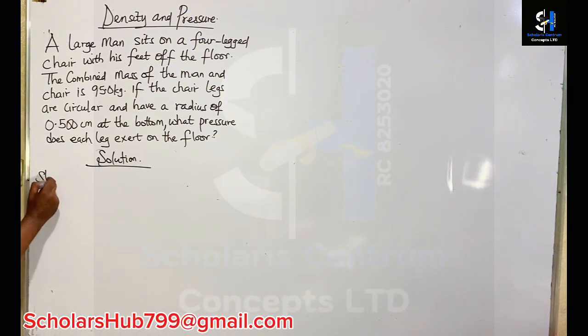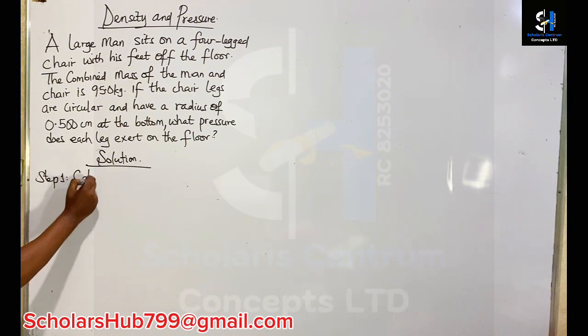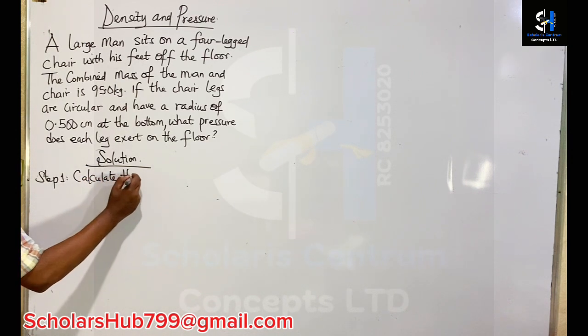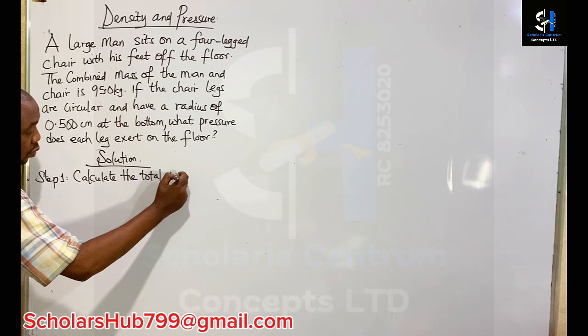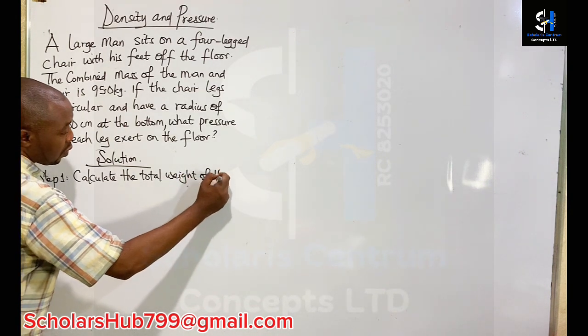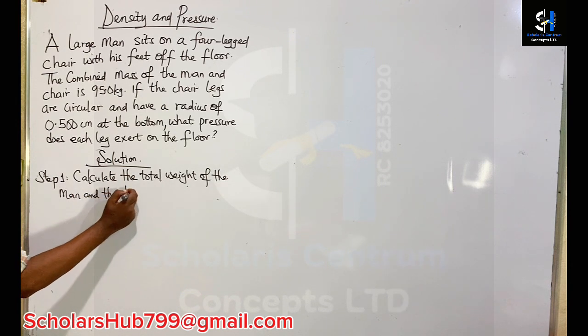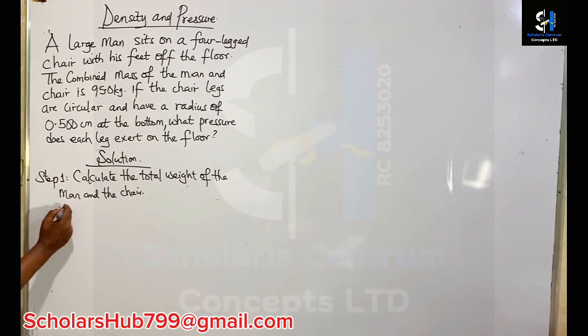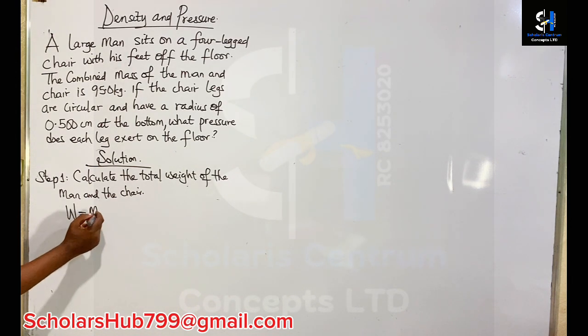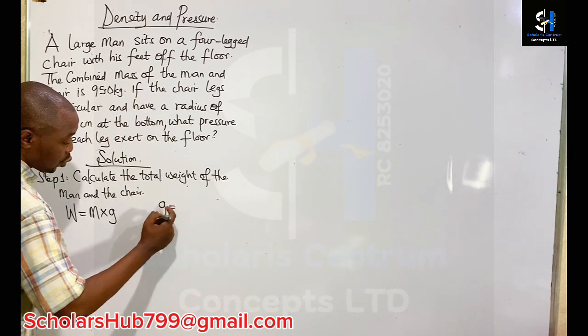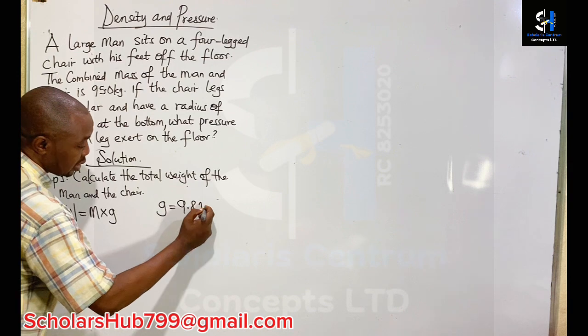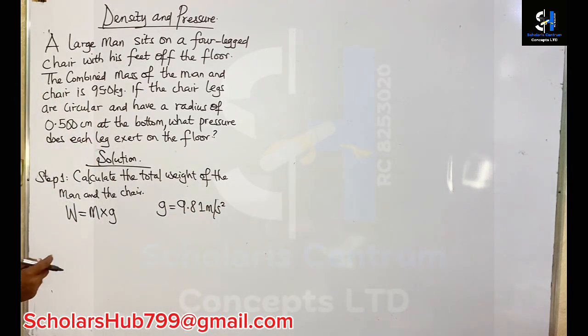Step one is to calculate the total weight of the man and the chair, and that will be W. We know that W equals the combined mass of the man and chair multiplied by acceleration due to gravity. We know that g is 9.81 meters per second squared. That is the value of g, acceleration due to gravity.